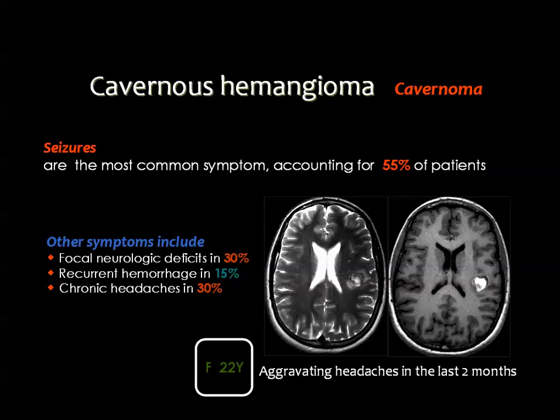Then what are the clinical symptoms of these cavernomas? The most common symptom by far is seizures, and this is seen in about 55% of the patients. Other symptoms include focal neurological deficit in 30% of the cases. The cavernoma may bleed in 15% of the cases, and chronic headache is seen in about 30% of the cases. This is the cavernoma showing the classic appearance in the T1, high signal surrounded by a low signal rim, and also in the T2 image with minimal amount of perifocal brain edema.